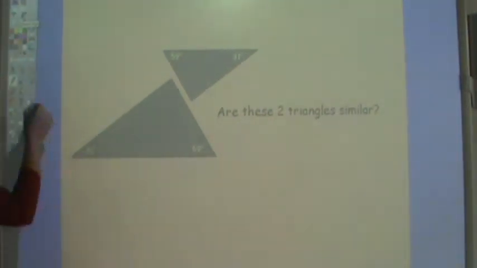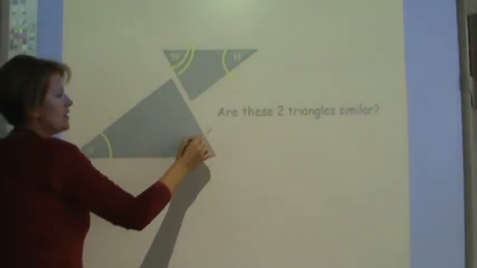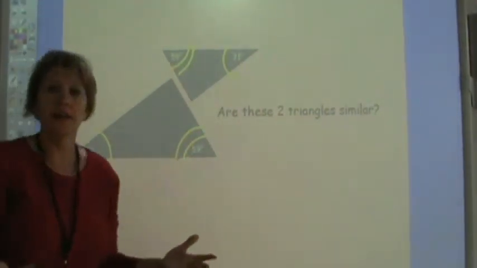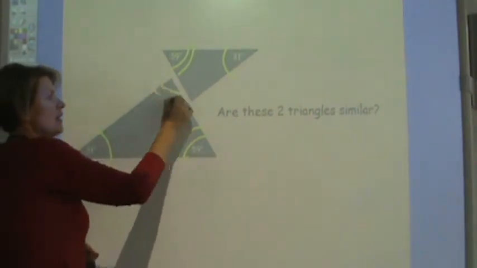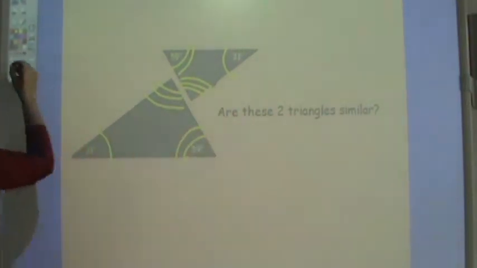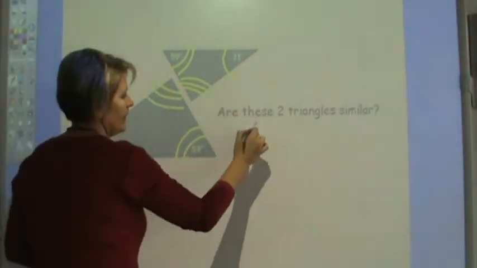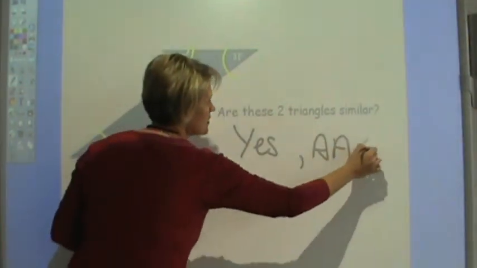But in this one, they are, because the 31 is congruent to the 31, the 59 is congruent to 59, and we all know triangles all add up to 180 degrees. So therefore, this angle would have to be the same as this angle. So therefore, the 2 triangles are similar, due to angle-angle similarity.